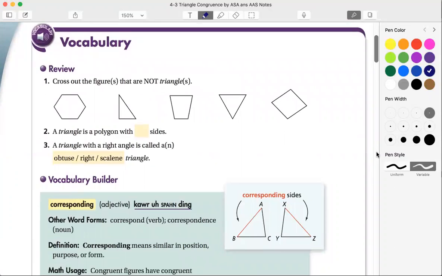So let's cross out the figures that are not triangles. All right, this first figure is a hexagon, not a triangle. This figure here is a quadrilateral, and this figure here is also a quadrilateral. A triangle is a polygon with three sides. A triangle with a right angle is called a right triangle.